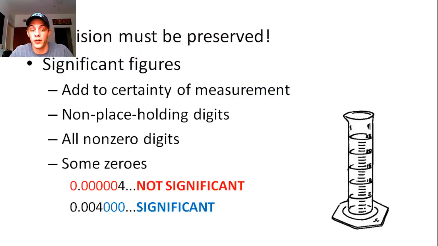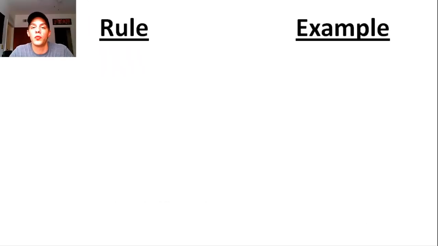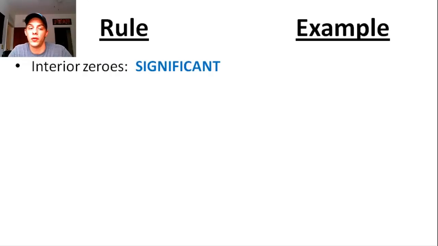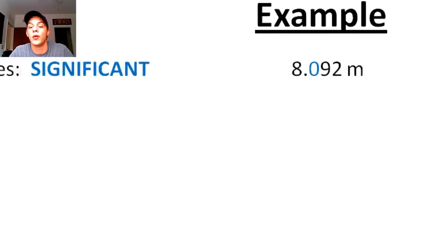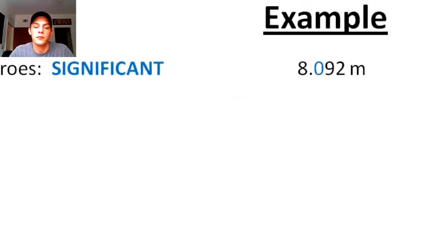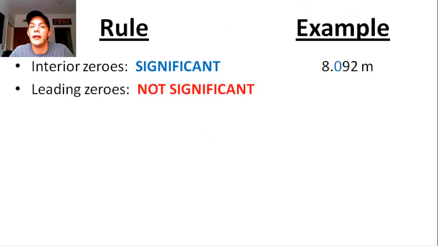significant or not significant. The first rule that I'm going to go over has to do with interior zeros. Interior zeros are zeros that are located between two non-zero digits. Interior zeros are always going to be significant. So for instance, in the number 8.092 meters, the zero, which is located between two non-zero digits, is significant. The next rule has to do with leading zeros. So by leading zeros, I'm talking about zeros that come before or to the left of the first non-zero digit. Leading zeros are not significant.